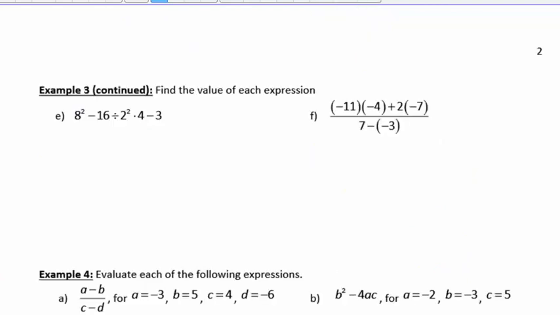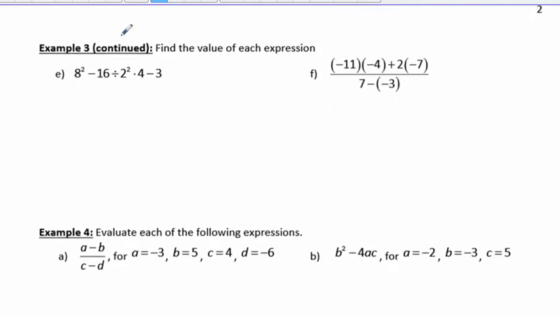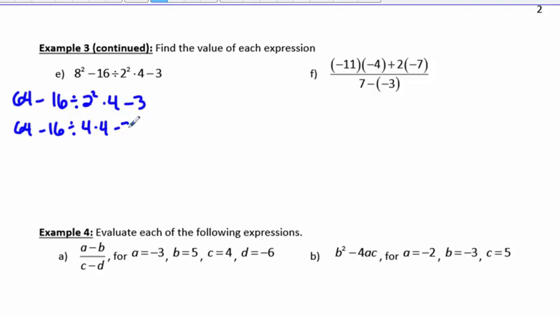Alright, the next page. We want to evaluate, or find the value of, each of these expressions. So this one just continues from the last example. So I've got exponents. We'll do those first. So 8 times 8, 8 squared is 64, minus 16 divided by 2 squared times 4, minus 3. I've got another exponent to do. So this is 64 minus 16 divided by 2 squared is 4, times 4, minus 3.